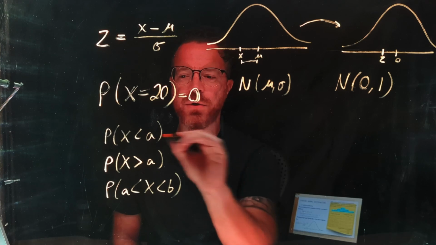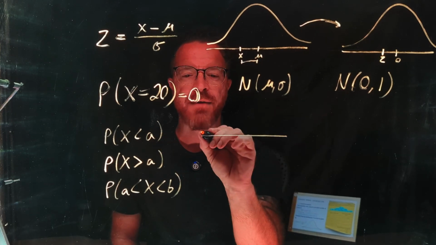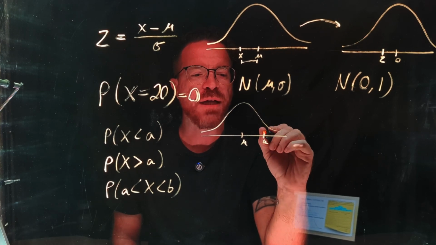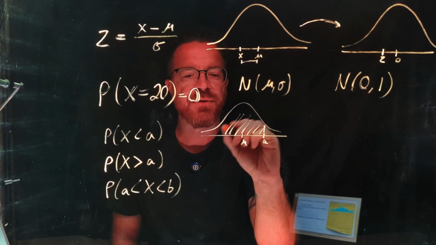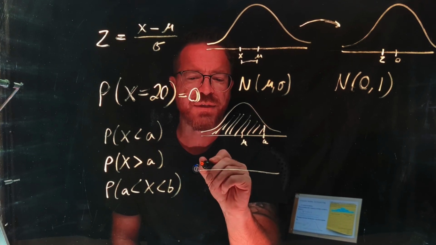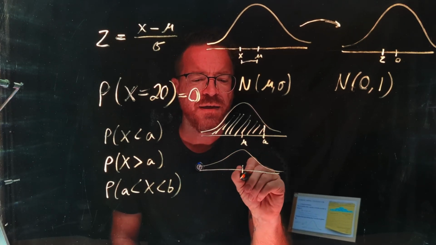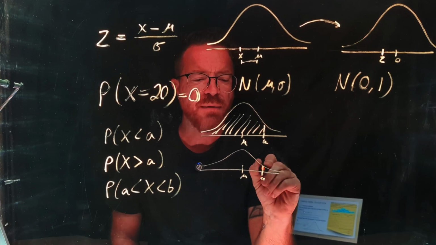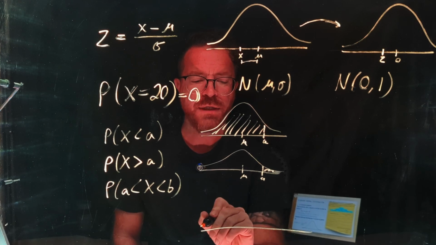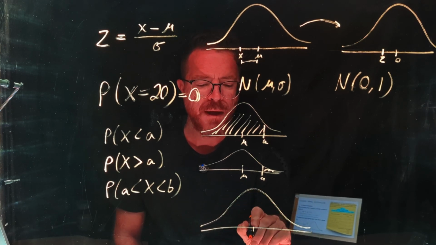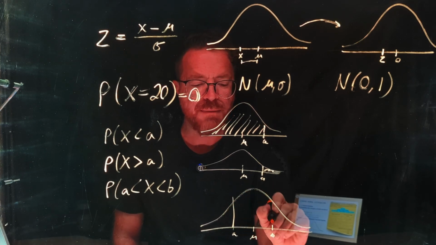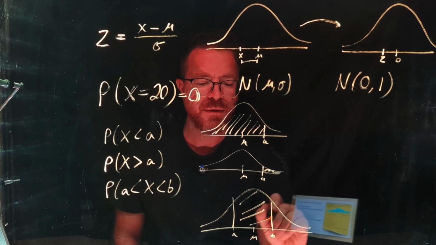And to draw what this would look like, for the first one, let's say that a is over here. We're looking at what is the probability to the left of this a value. The second one, we'll use the same a for this, would say what is the probability above that a value. And then the third one will be, if we have some a and some b, what is the probability between those two values?